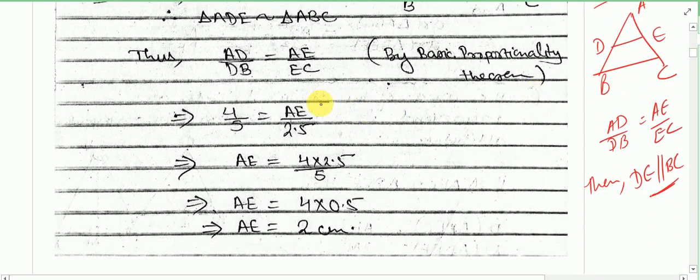Now we will substitute the values. AD upon DB is given as 4 by 5. AE upon EC, so EC is given. You simplify and you will get AE equal to 2 centimeter. Okay, so you can simply pause the video and copy it.